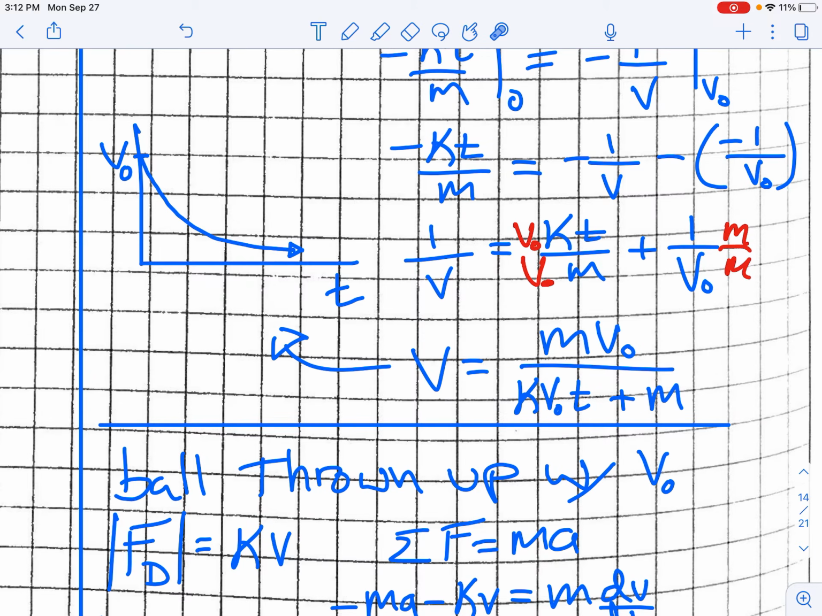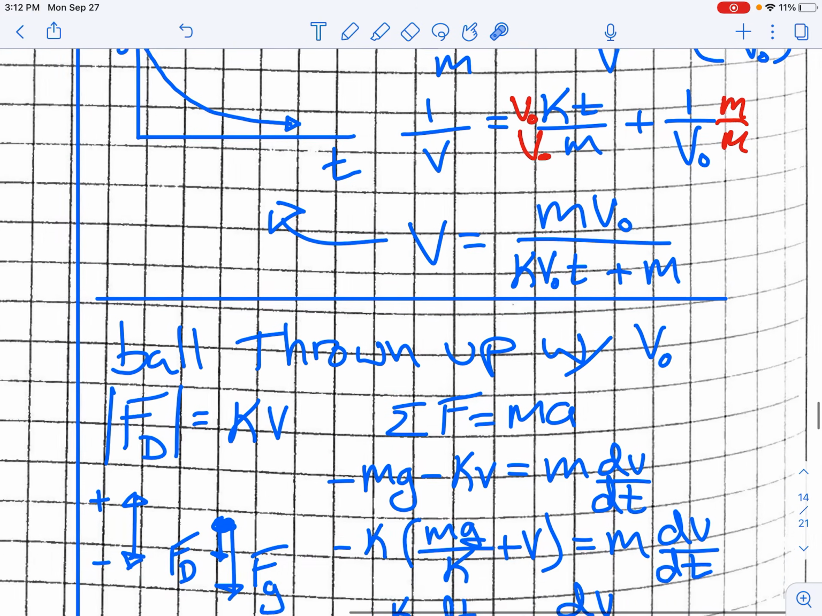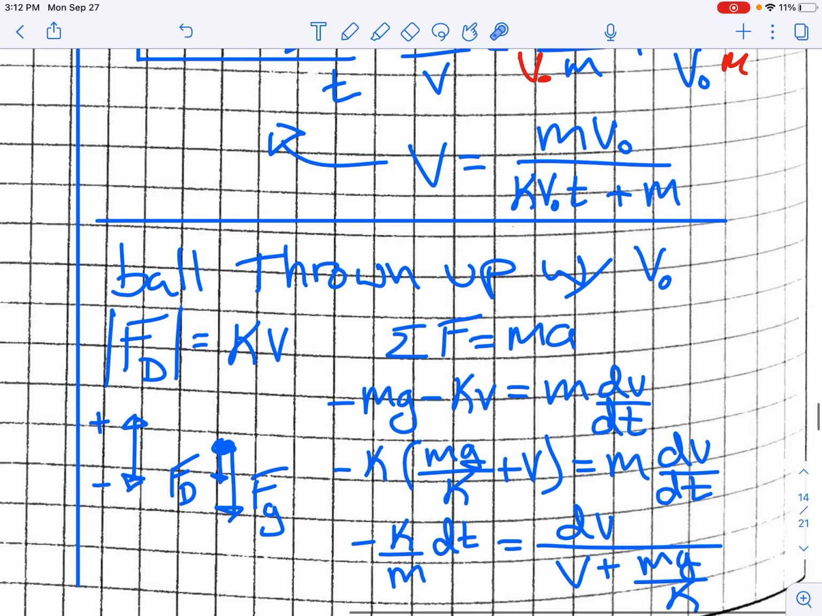Sigma F equals ma. And when we look at the free body, both drag and gravity point down. Our object is moving up, but all of our forces are down. So minus mg minus kv equals m dv dt. Again, this is a differential equation because we have a derivative of velocity and velocity together in the same equation.